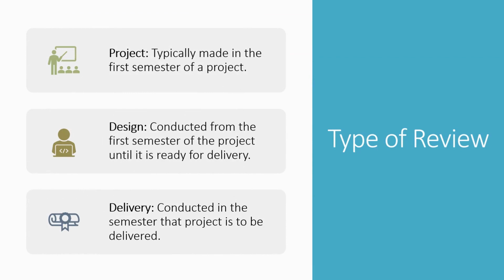The team should identify the type of review they will conduct with their project. A project review is typically done in the first semester of a project. Teams should have completed a project charter which identifies the need and stakeholders of the project. The team should be working on or completing project specifications and have considered some conceptual designs.